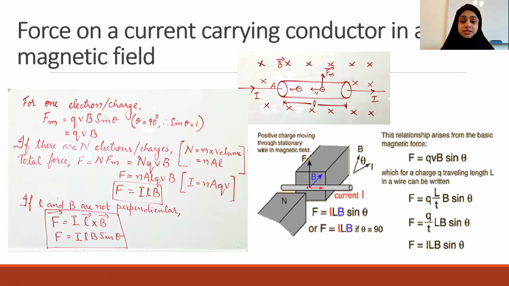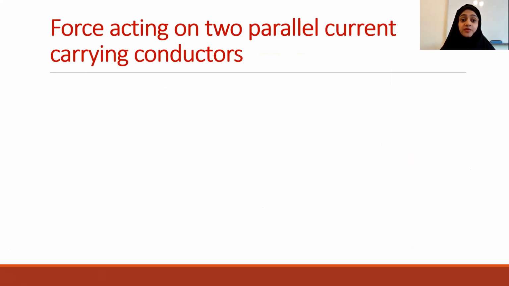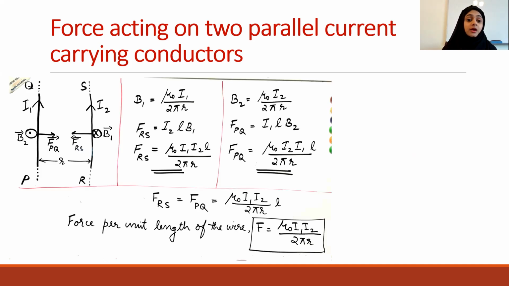Now let me consider another case where there are two parallel current carrying conductors. Then what will be the force acting on them? So let us see two parallel current carrying conductors. Here this PQ is an infinitely long current carrying conductor. It carries a current I1.